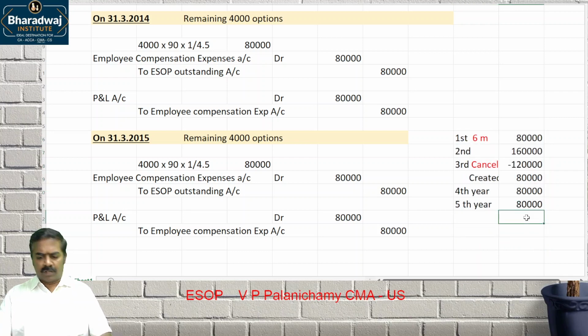If you look at the total amount, 3,60,000 will be in which account? ESOP outstanding account. You can cross check also. How many options are there as on 31st March 2015? Out of 8,000, 4,000 cancelled. 4,000 options into the fair value of 90, 3,60,000 will be there.